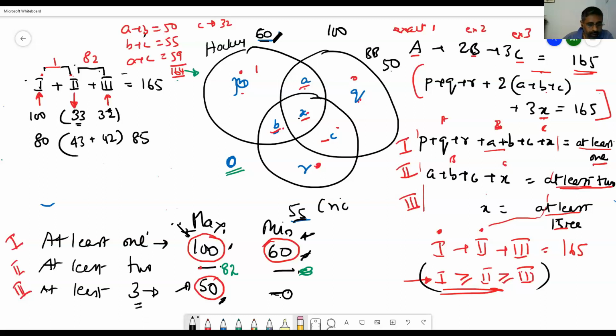It is the smallest value. Why? Because if you maximize this, it becomes 50. So the minimum value possible is 50, isn't it? Because you cannot have a value for this which is less than this. And this becomes 65. So obviously this cannot be the minimum value. The minimum value for this is 33.